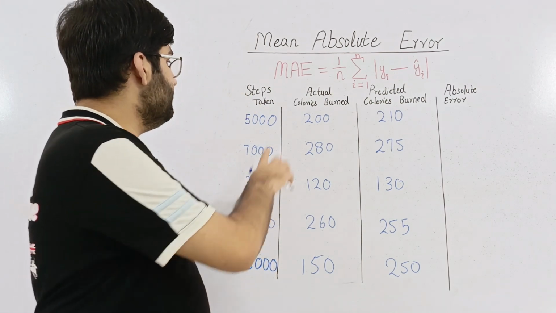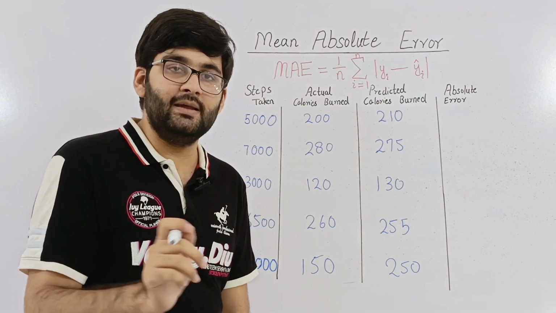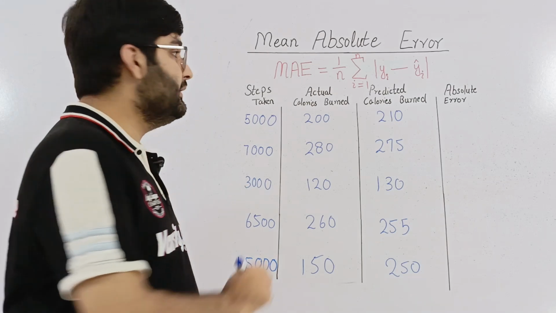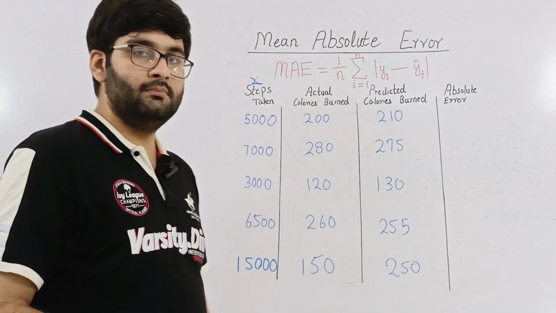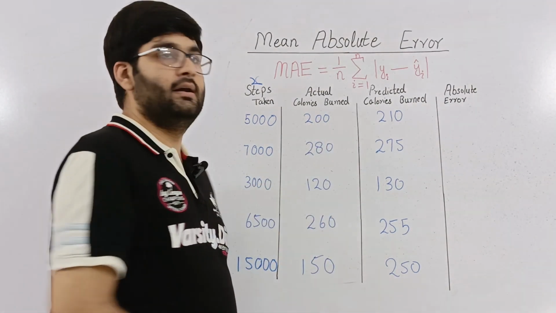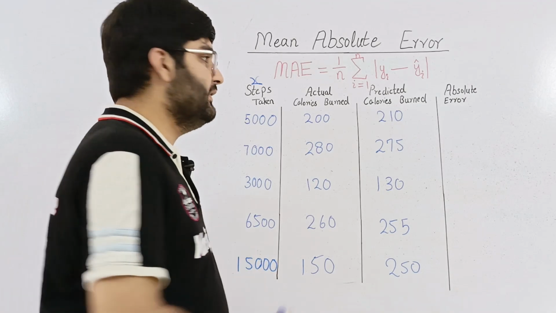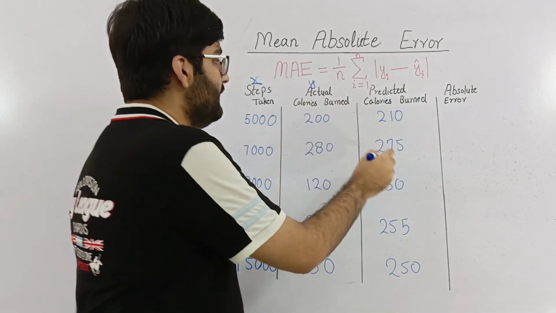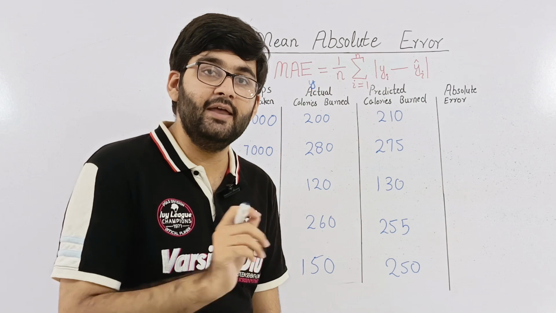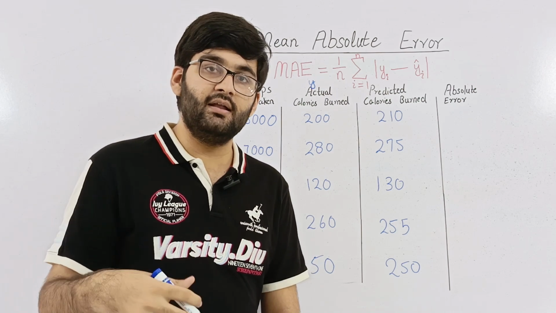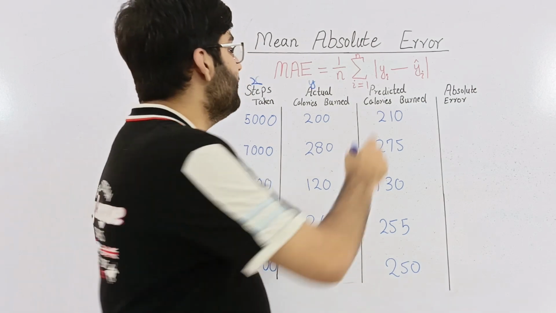So, consider this data set where the first column contains the number of steps taken by that person. This is the predictor variable and can be represented with an X. The second column is the actual calories burned by that person, which is the actual value of the target variable. It is represented with a Y. The third column is the number of calories burned by that person as predicted by our regression model. So the predicted value is denoted by a Y hat.